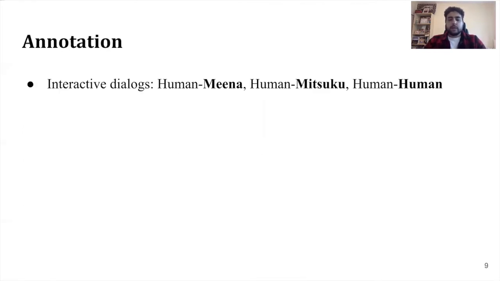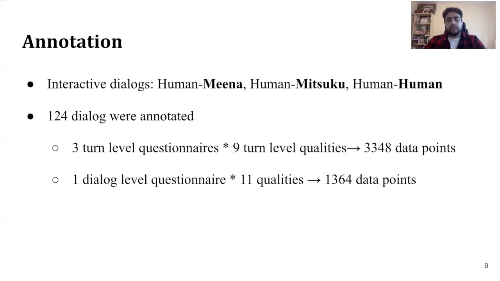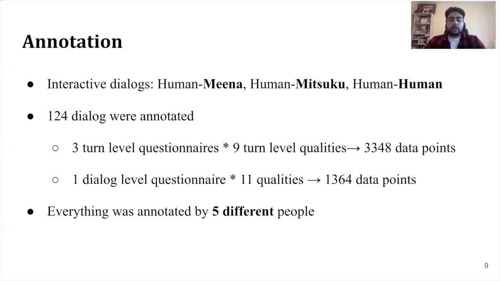So we took interactive dialogues and we annotated 124 different dialogues. For each dialogue, we asked 3 turn-level questionnaires. So basically, we assessed 3 different turns. And given that there's 9 turn-level qualities, this gave us a little bit over 3,000 turn-level data points. We also asked 1 dialogue-level questionnaire. And given that there are 11 dialogue-level qualities, this gave us 1,300 data points at the dialogue level. Everything was annotated by 5 different annotators.